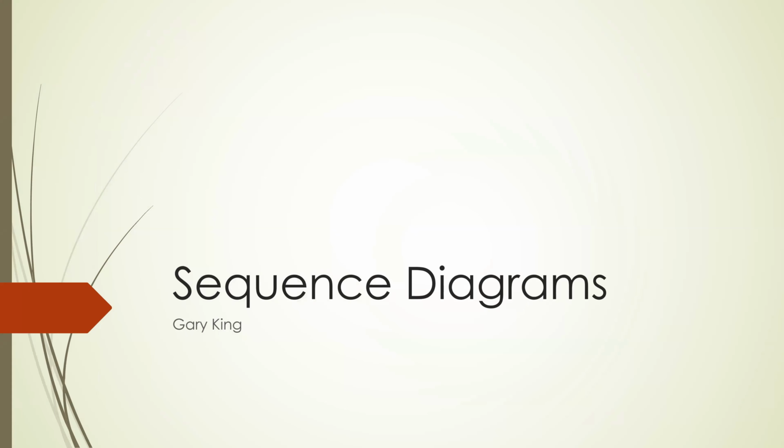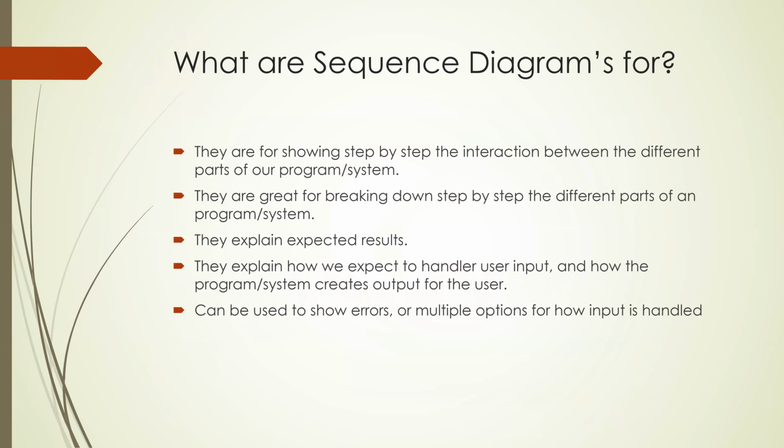I would say they can be simpler than state diagrams, but they can also get way more complicated. I'm going to keep it simple tonight. So what are sequence diagrams good for? I feel like they're good for showing step-by-step interaction between different parts of the program or system and the user.